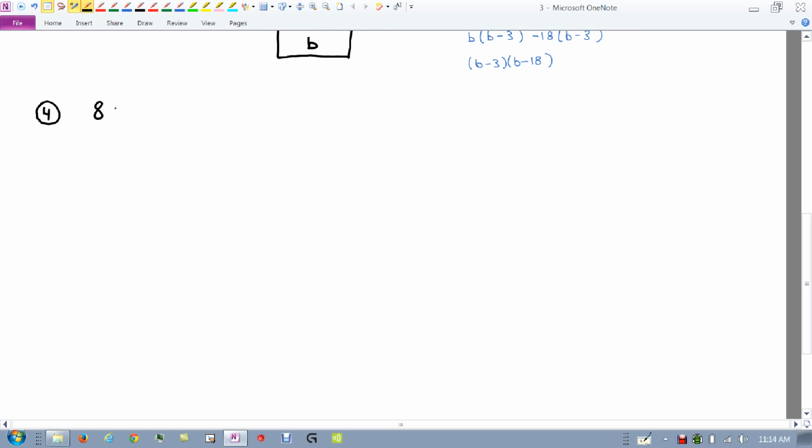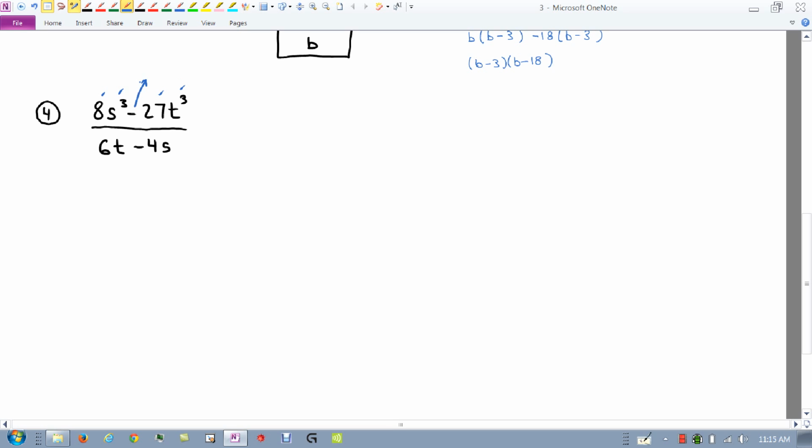We have 8s cubed minus 27t cubed over 6t minus 4s. Okay, again, because I have subtraction between these, I cannot just start canceling. I need to try and factor these. So the numerator, notice the numerator, 8 is a perfect cube, s cubed is a perfect cube, 27 is a perfect cube, t cubed is a perfect cube.